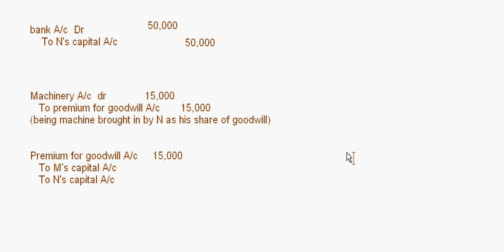So if you do 15,000 into 2 by 3, it comes to 10,000. This is for M, and 15,000 into 1 by 3 will be equal to 5,000. Okay. So here you will put, for M it is 10,000 and for N it is 5,000, like this. So these are the entries that you will put in case when the goodwill is brought in kind.